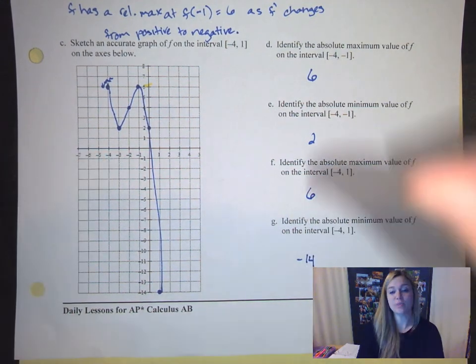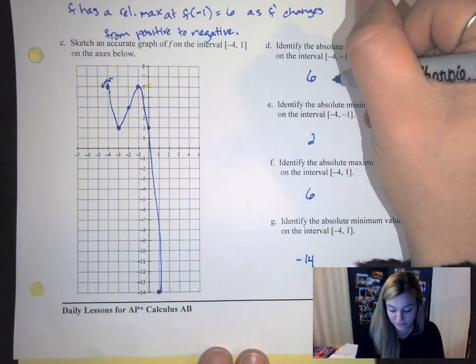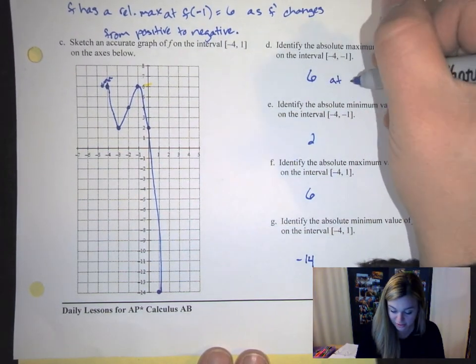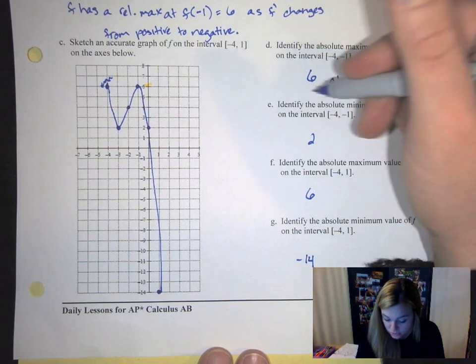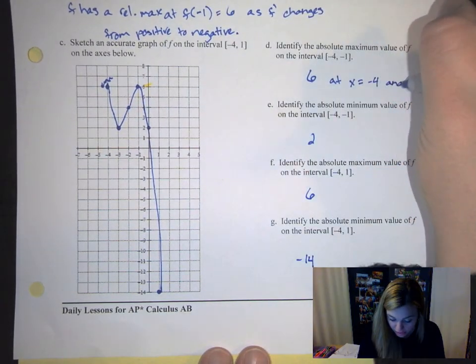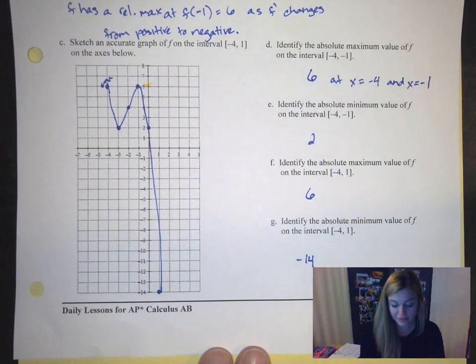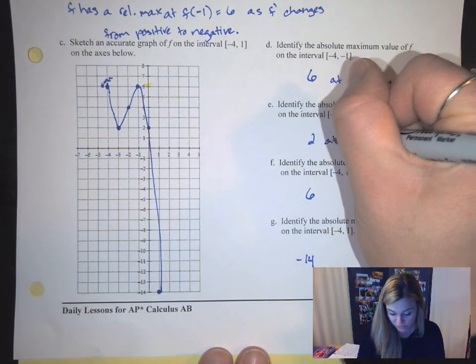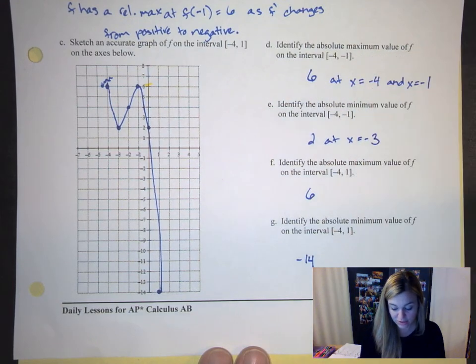You can see when it occurs, like I'm going to say 6, which occurs at x equals -4 and x equals -1. That's okay to have more than one. This 2, which occurred at x equals -3.